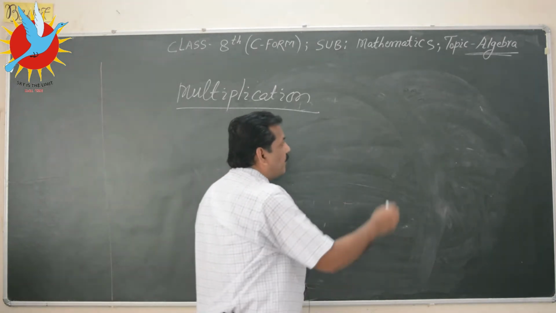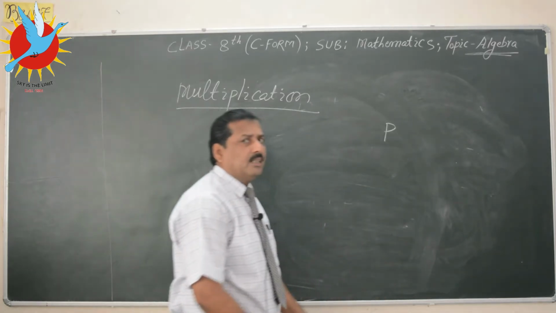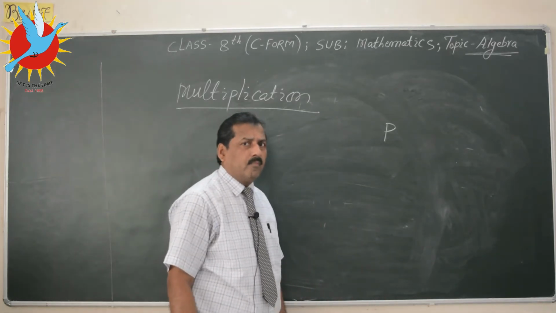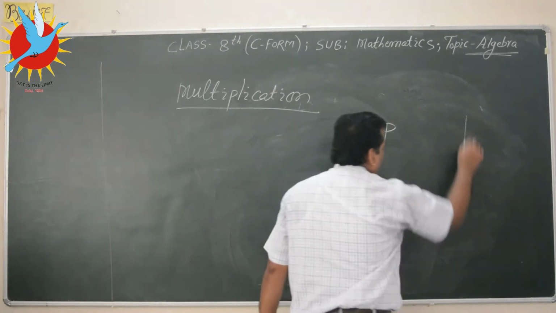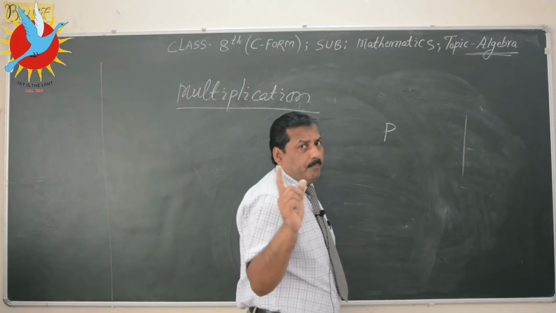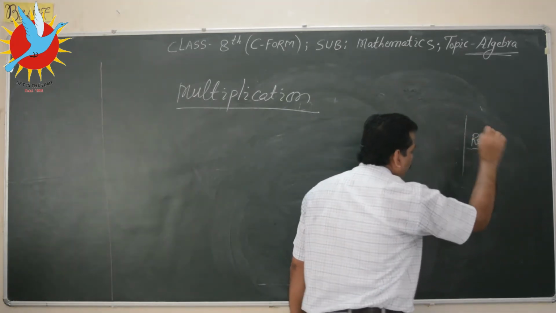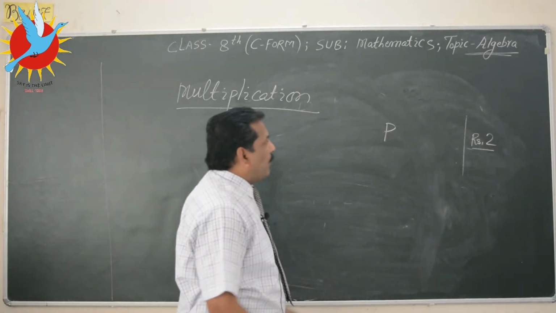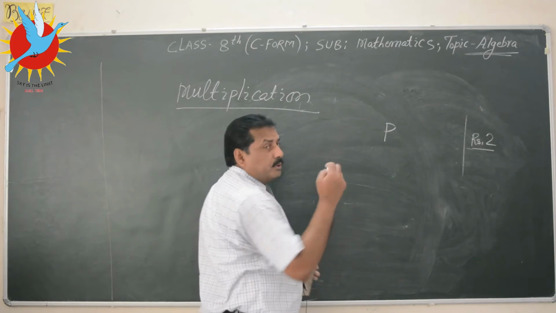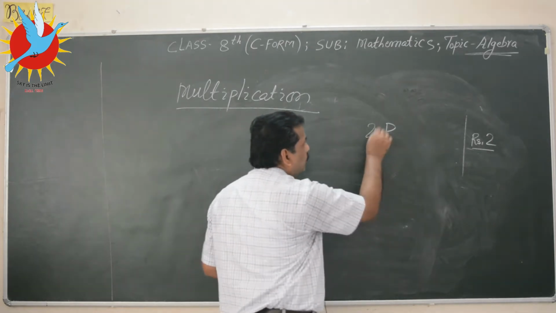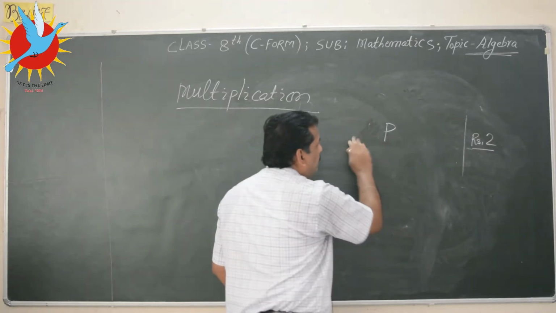Let us say this P stands for the price of a pen. Okay, fine. And let us say the price of one pen is rupees 2. I am writing it here, rupees 2. So the price of one pen is 1p. The price of 2 pens will be 2p. The price of 3 pens will be 3p.